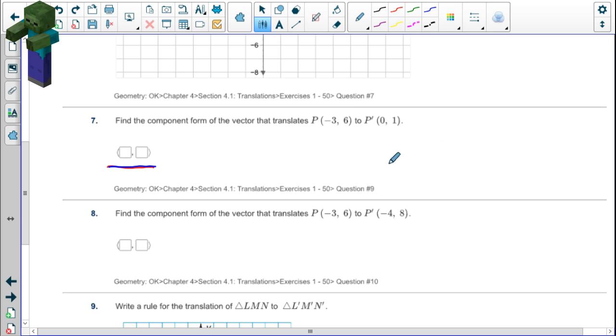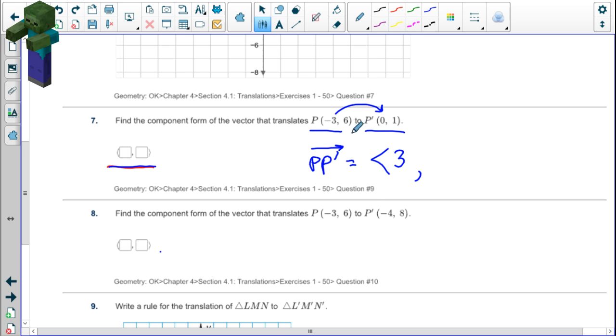Now, remember, we're going from the P to the P prime. So what are we doing to -3 to change it to 0? In this case, we have to add 3. To change it from -3 over to just a 0, we would have to add 3 to get that.